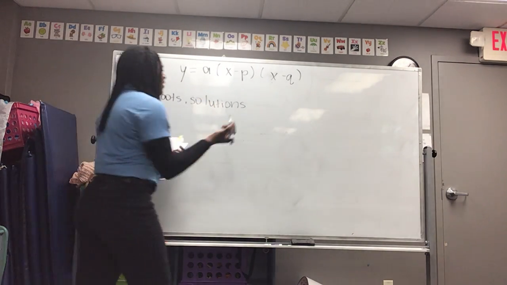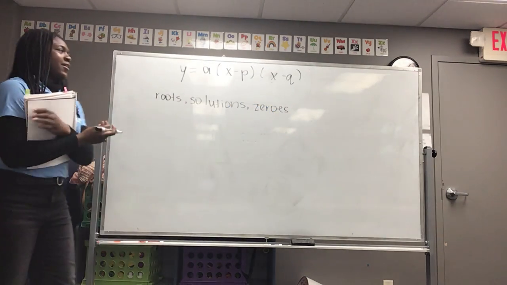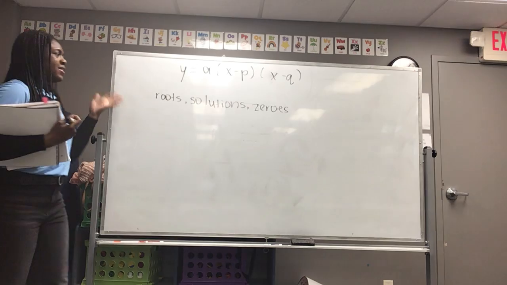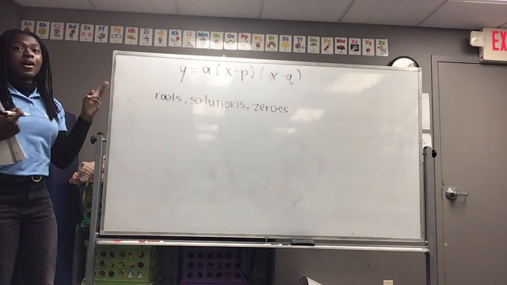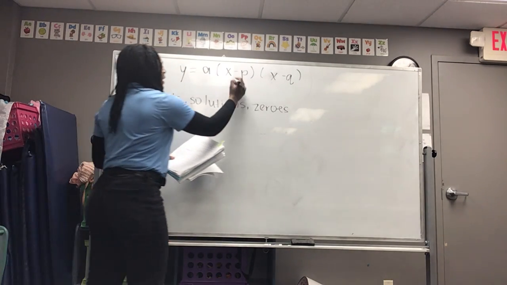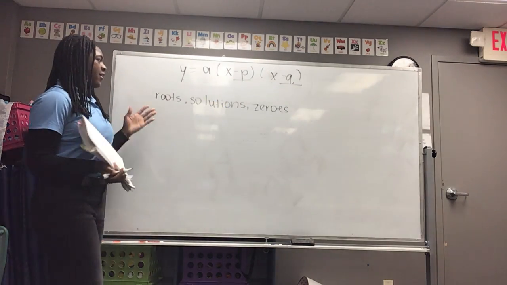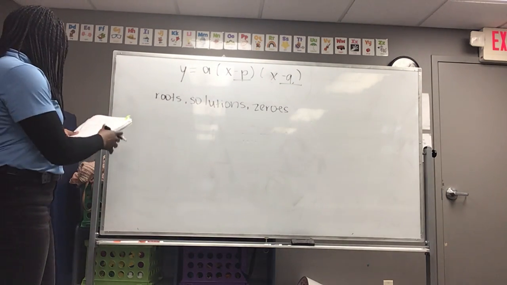We also call them zeros sometimes. I think on the ACT they'll mix all these three words up. They could say find the roots, find the solutions, or find the zeros, but they all mean the same thing. So with our intercept form, p and q represent our roots, solutions, or zeros in our quadratic equations.